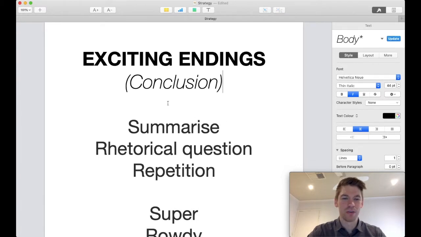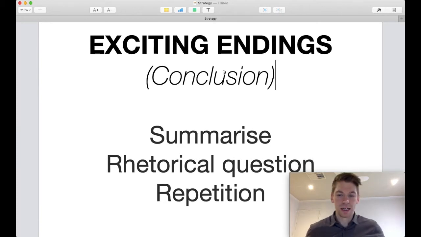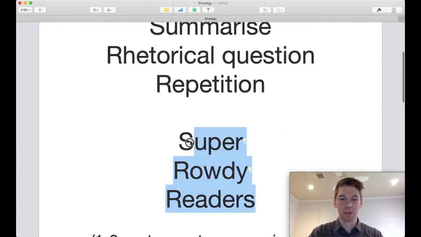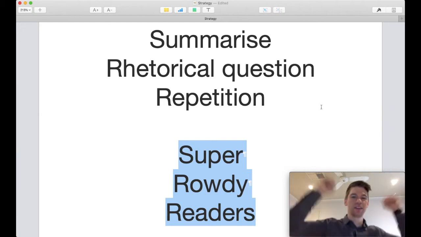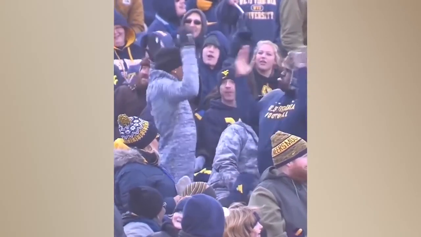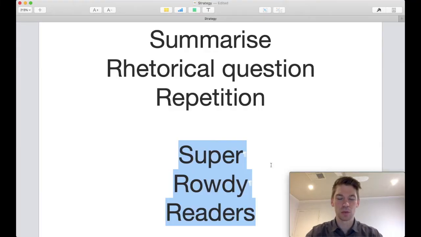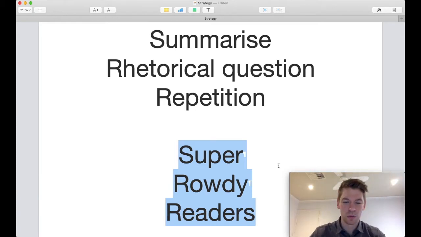These are the strategies for your exciting endings, also known as your conclusion, but we don't like to call it that because it's a bit boring, and then everyone starts their conclusion with "in conclusion," which is really boring and doesn't interest anyone. Because what we want to do is create super rowdy readers. We want people to be super rowdy by the end of reading your informative piece, just like those guys in the football stadium dancing around. So you want to create super rowdy readers. When they finish, you want them to throw it in the air and go, "Woo!" So super rowdy readers is what we want.